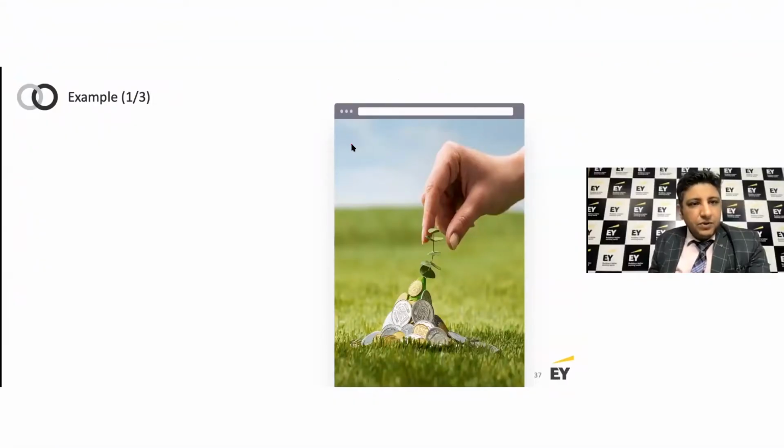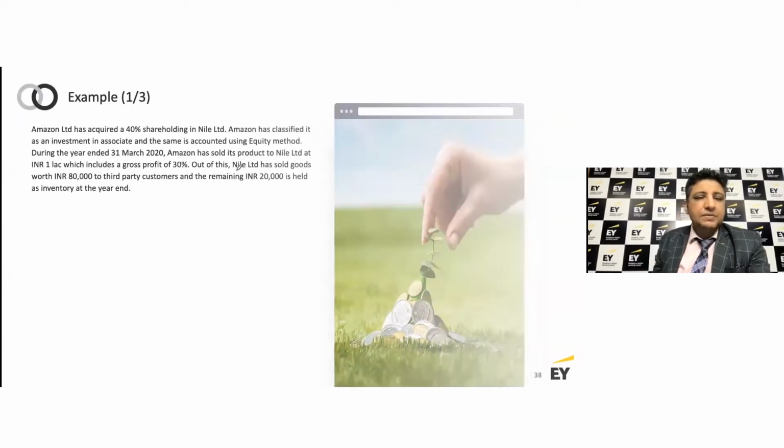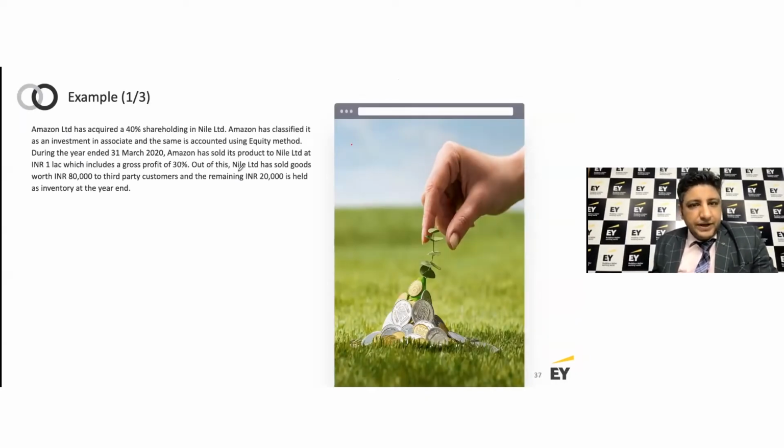We would now like to talk about another example which has this information provided. It says that Amazon Limited has acquired a 40% shareholding in Nile Limited. Amazon has classified it as an investment in associate, and the same is accounted using equity method. During the year ended 31st of March 2020, Amazon has sold its product to Nile Limited at 1 lakh rupees, which includes a gross margin of 30%. Out of this, Nile Limited has sold goods worth 80,000 to third-party customers, and the remaining 20,000 is held as inventory at the year end.